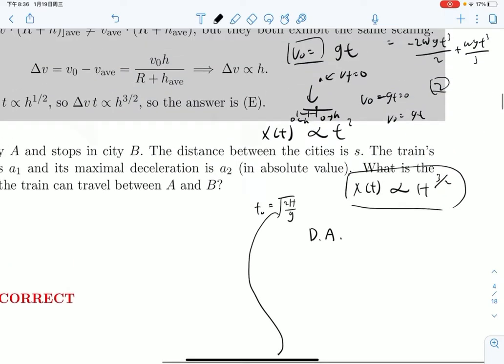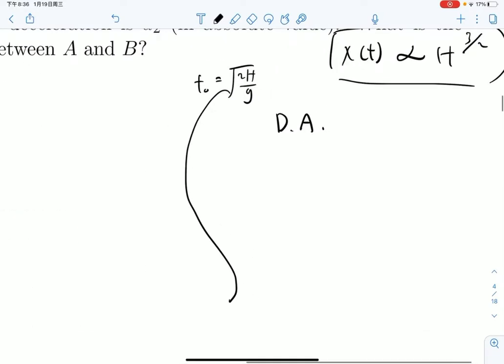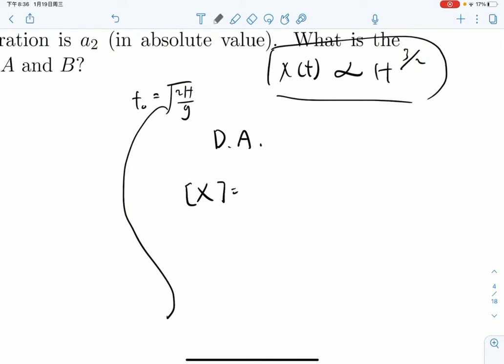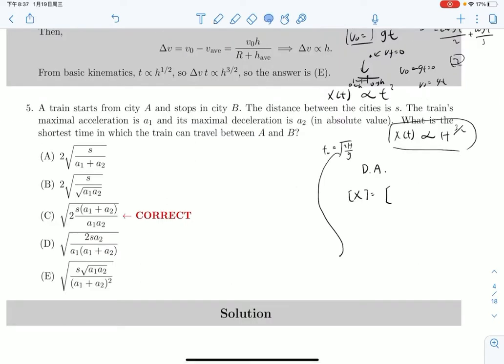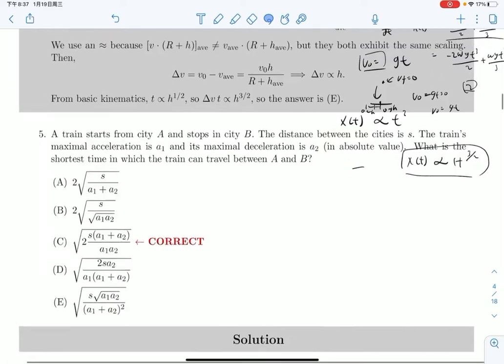So basically, you consider what is the dimension of x? How do I explain this? You just use dimension analysis, you can solve this problem. Moving on to question 5.